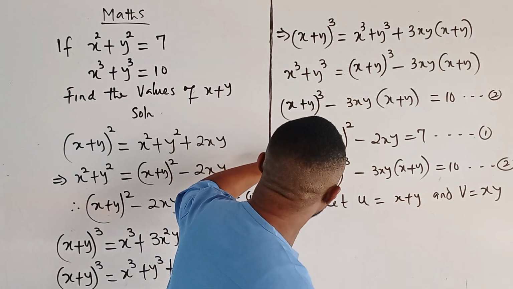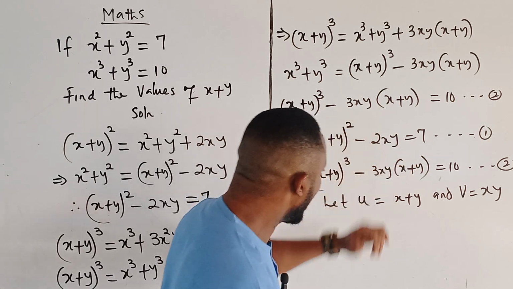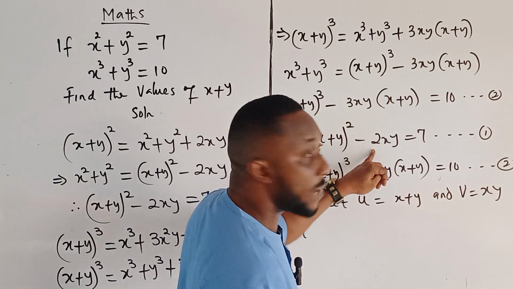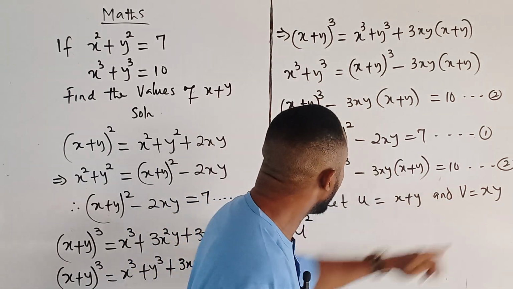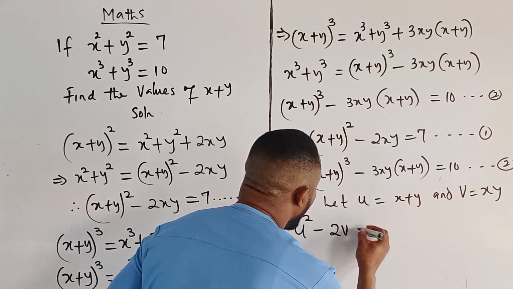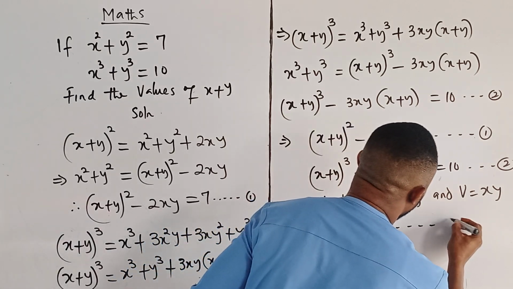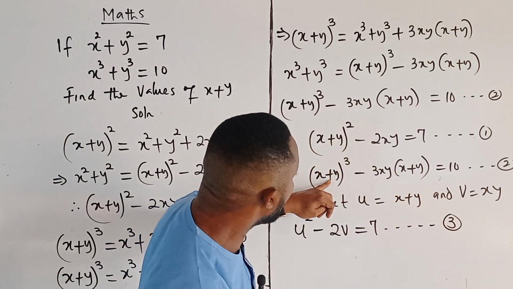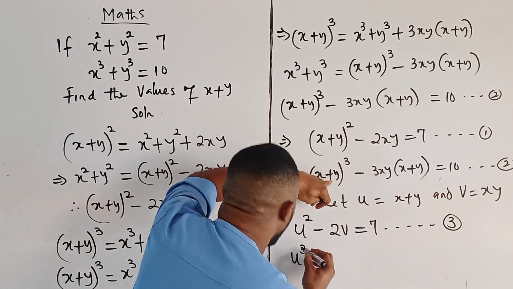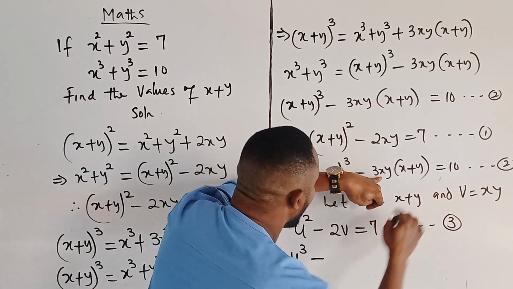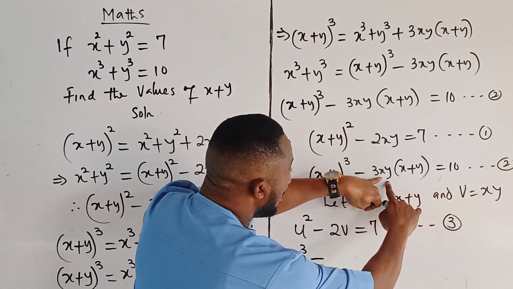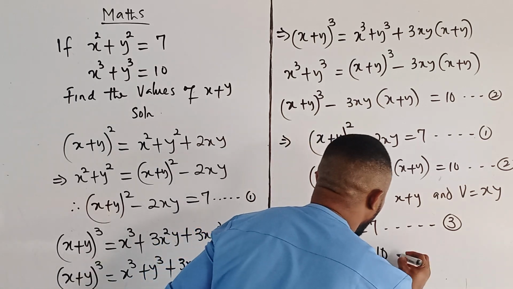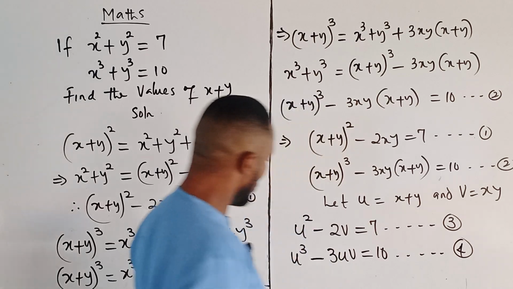So x plus y all squared, and we know that u is equal to x plus y. We'll take u there, u squared, minus 2xy, and xy is v. So that will be minus 2v equal to 7. I will call this equation number 3. Then, in equation number 2, we'll have u cubed minus 3uv equal to 10, where u is x plus y and v is xy. I will call this equation number 4.